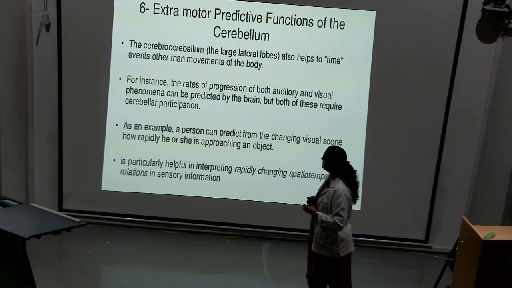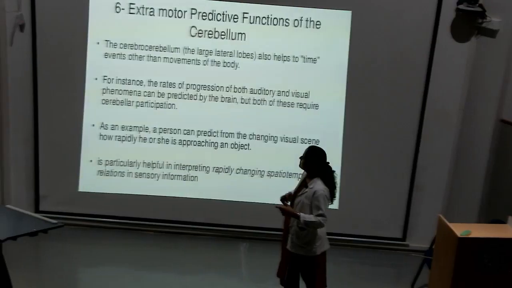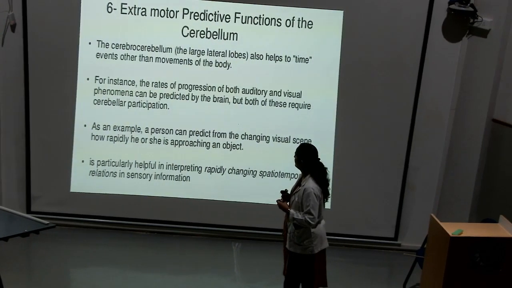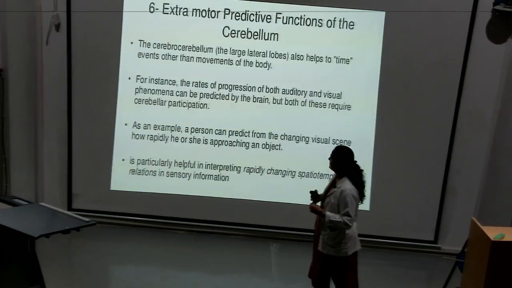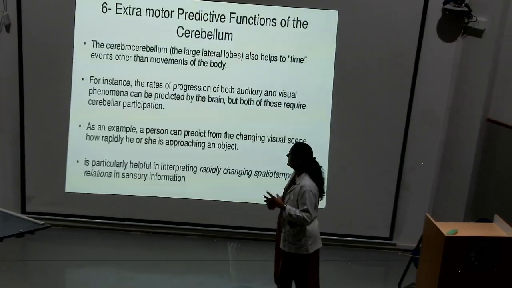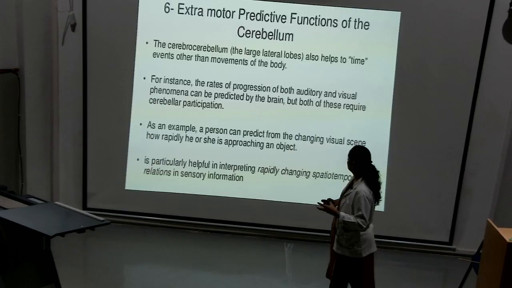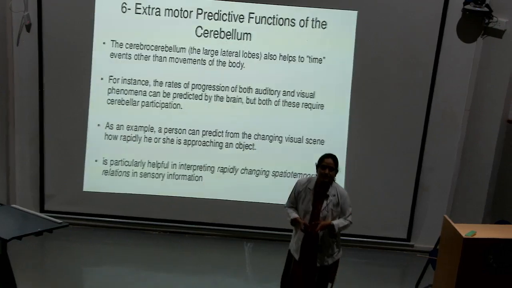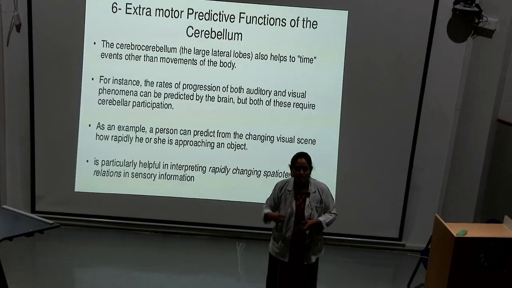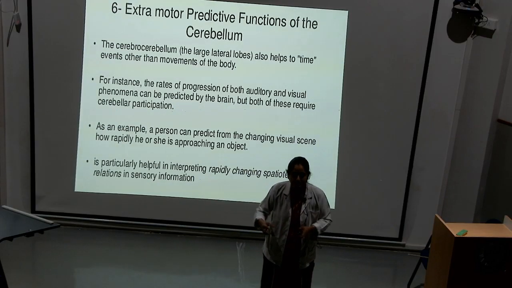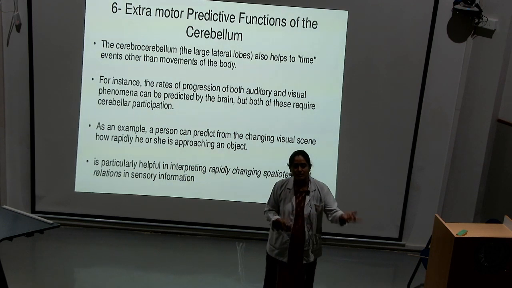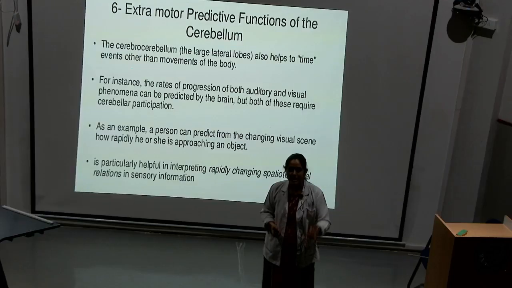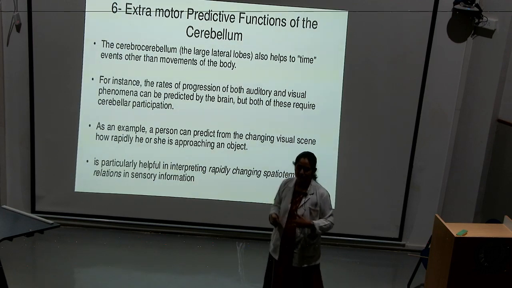Then other functions are also there: it helps to time events other than the movements of the body. For example, the rates of progression of both auditory and visual phenomena are predicted by the brain, but both of these require cerebellar participation. Otherwise, you could not react when, say, a dog is running at you and is going to bite you. For all that, you hear and you see, and those are done fast by the cerebellum.